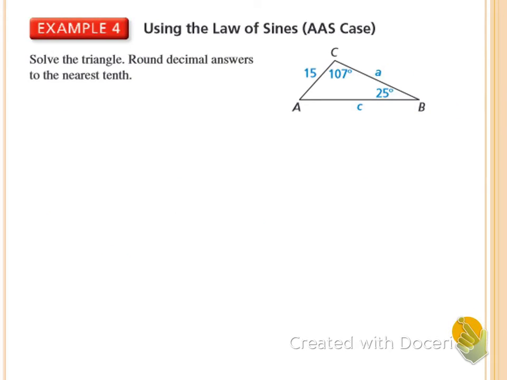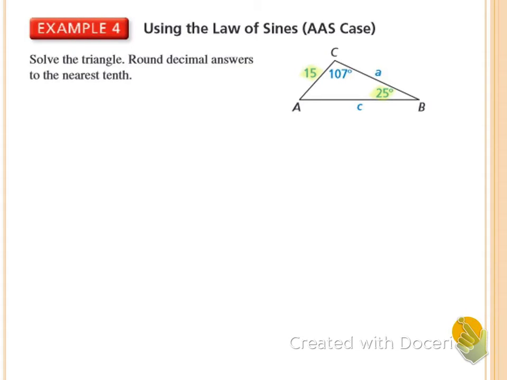Go to the next one. So again, the first thing you want to do is locate a known pair. An angle and a side where we know both. So A, B, or C, which one is the known pair? B, because you know 25 and you know 15. You want to solve for what we do not know. So we're missing an angle and two sides.